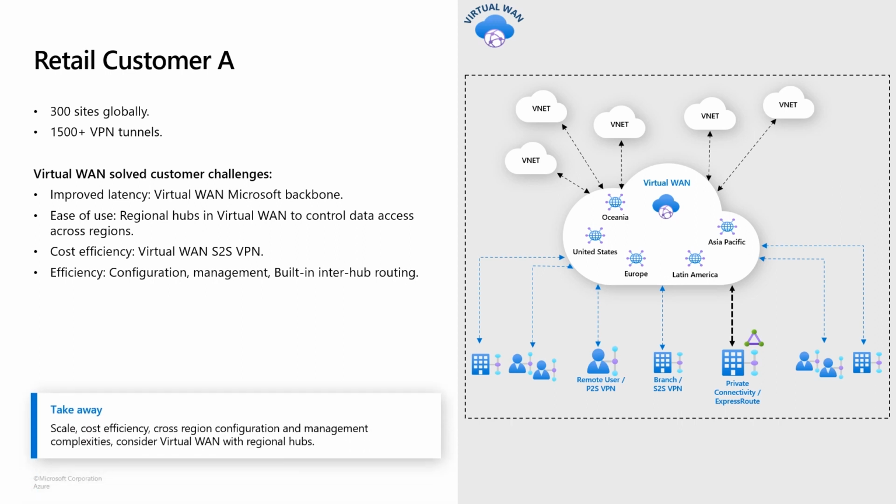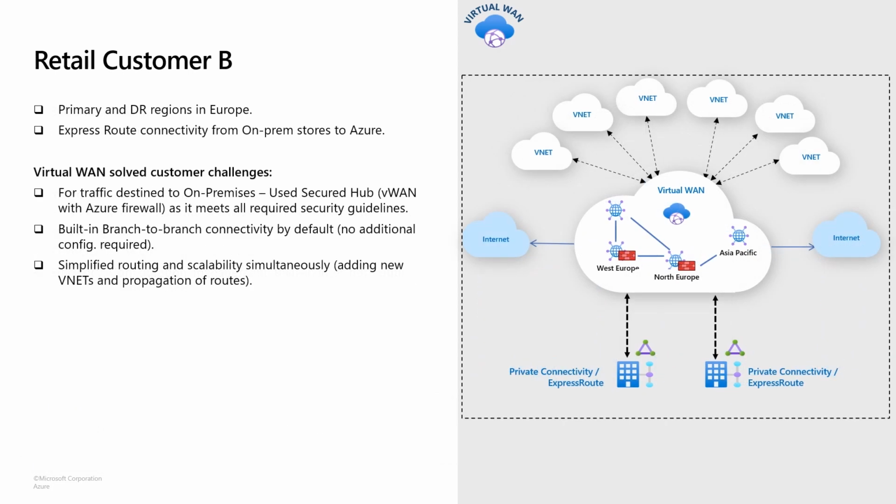So the takeaway for this customer was that if you are looking for scale, cost efficiency, cross-region configuration, and just ease of management, consider virtual WAN with regional hubs. The second customer here basically had a security requirement. They wanted a first-party firewall. So Azure Firewall met all their required security guidelines. They got that, and along with it, they also got branch-to-branch connectivity by default.